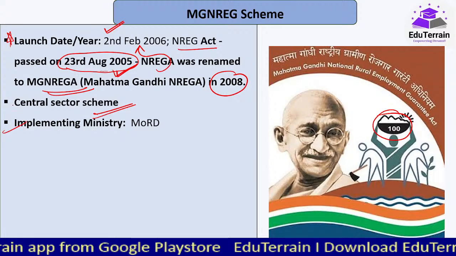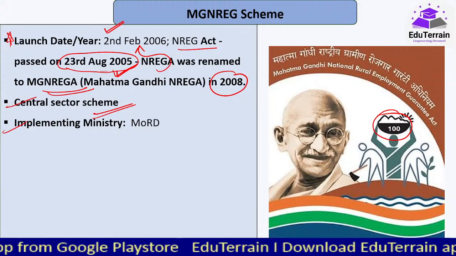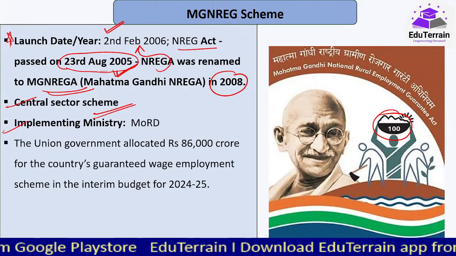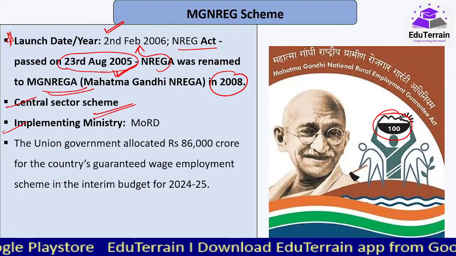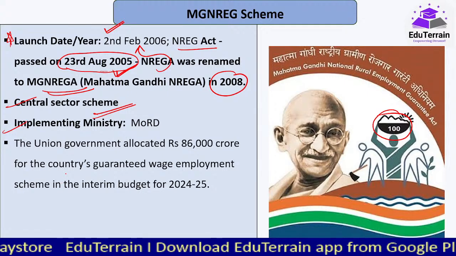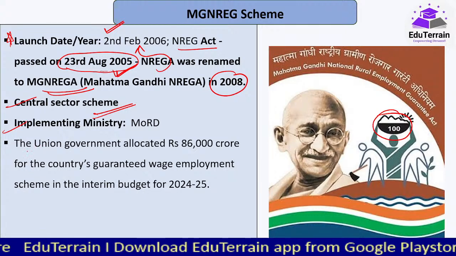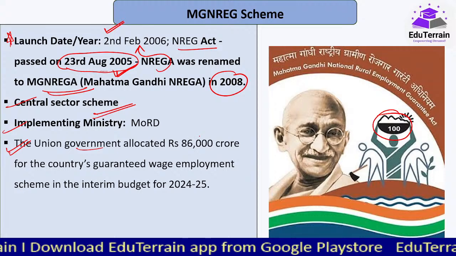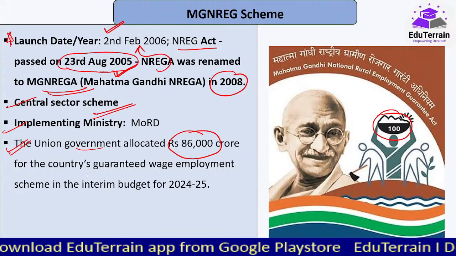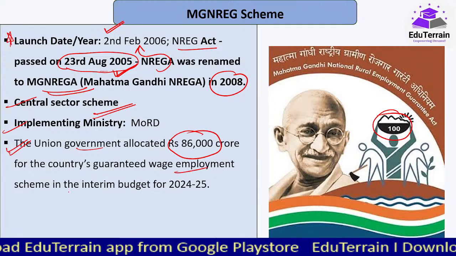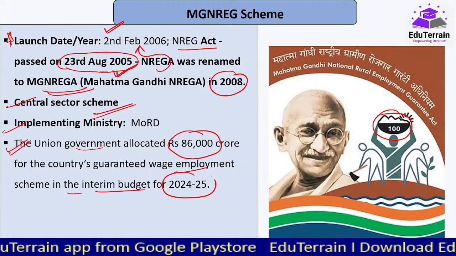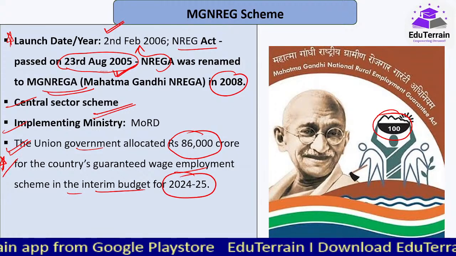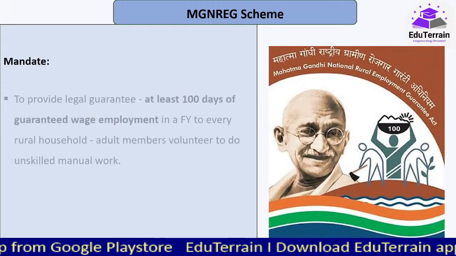The implementing or nodal ministry is the Ministry of Rural Development, which is undertaking the running of this scheme at the ground level. If you look at the latest budgetary allocations, the union government has allocated 86,000 crore for this country's guaranteed wage employment scheme in the interim budget for the year 2024-25.